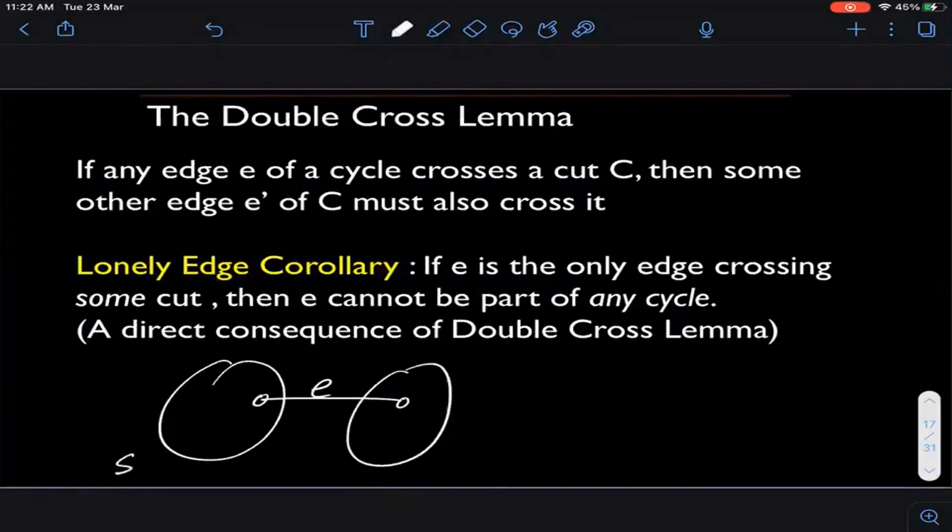So this is some cut S and S bar. And this "some cut" is very important. I'm not saying that E is the lonely edge in all the cuts that it belongs to. I'm saying that there exists some cut such that E is a lonely edge. Then I claim that E cannot be part of any cycle. In my graph, E cannot be part of any cycle at all. So why is that true?